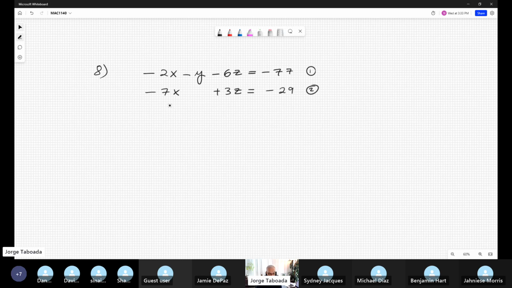Equation 2. And the last equation is 9y plus z equal 72. Equation 3. This is my system.